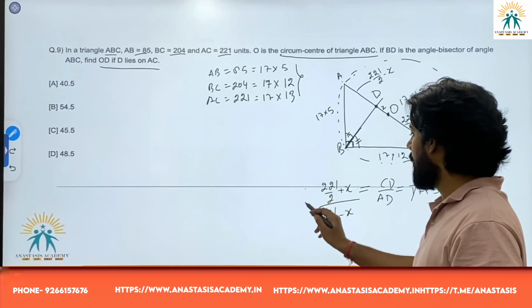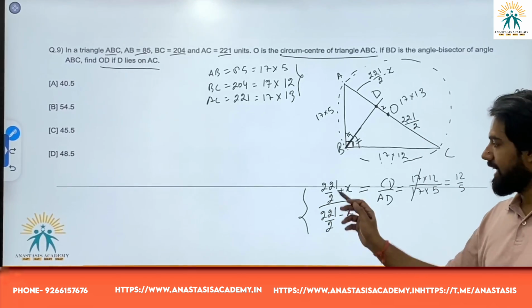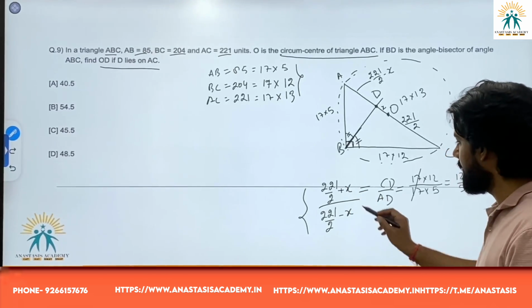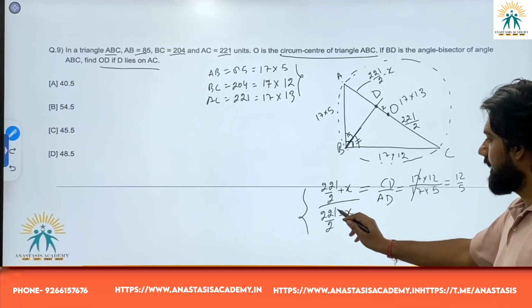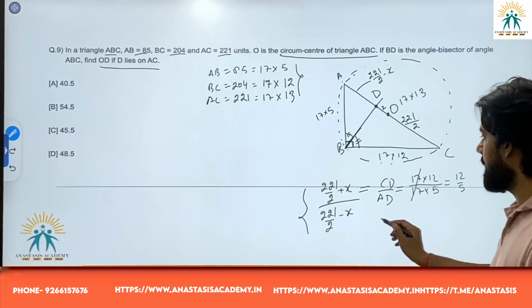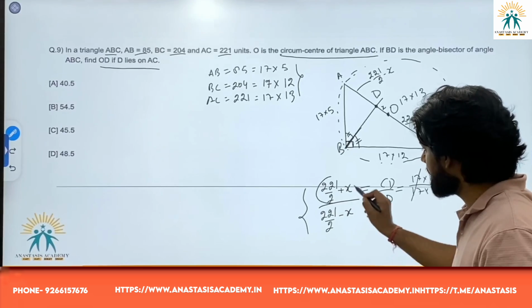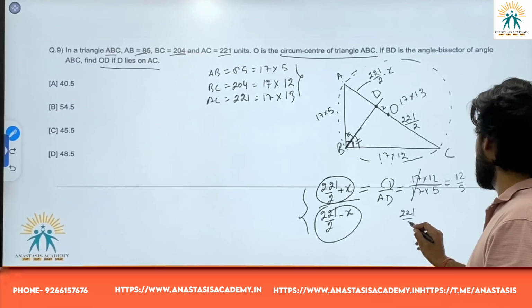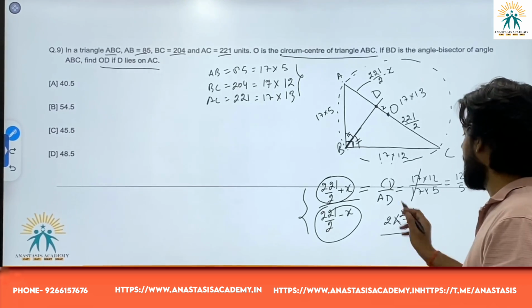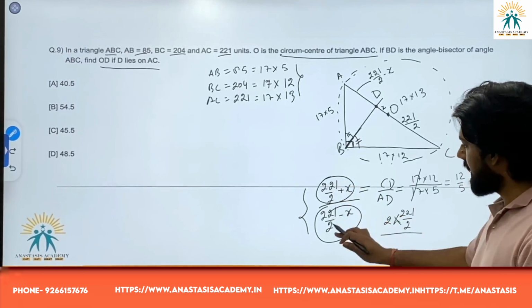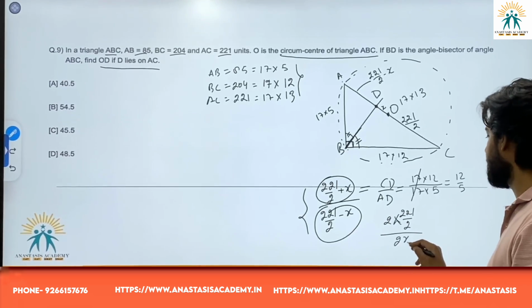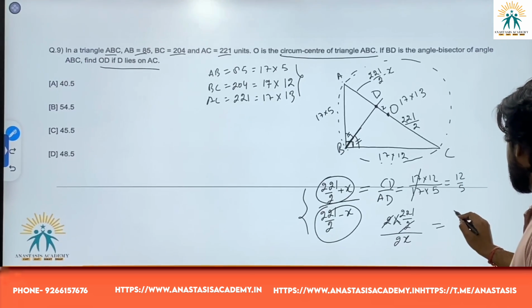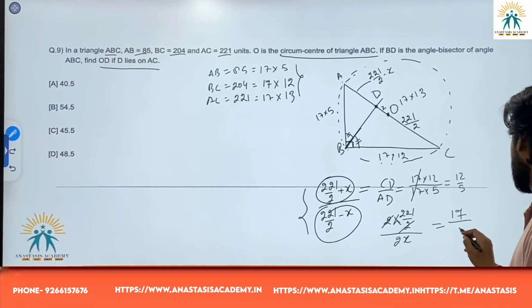Using the property componendo dividendo, I can find the ratio. Applying componendo dividendo, it will become A plus B upon A minus B, where this is A and this is B. A plus B would be 221 by 2 into 2, and A minus B will be 2X. So it becomes A plus B upon A minus B, that is 17 upon 7.